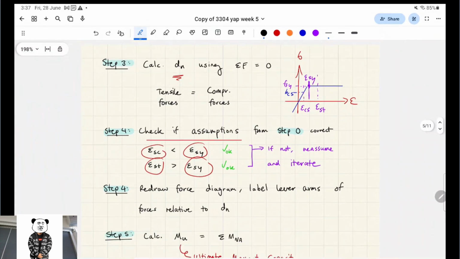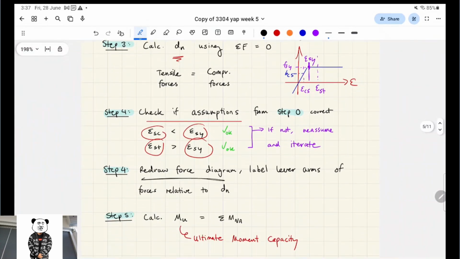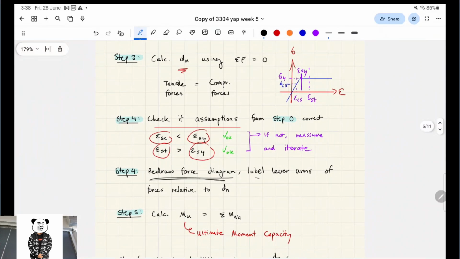Okay. I like to redraw the force diagram, but you don't have to. And then you label the lever arms on the force diagram relative to dn, and that will help us take the sum of the moments. So it looks something along the lines of this, right?